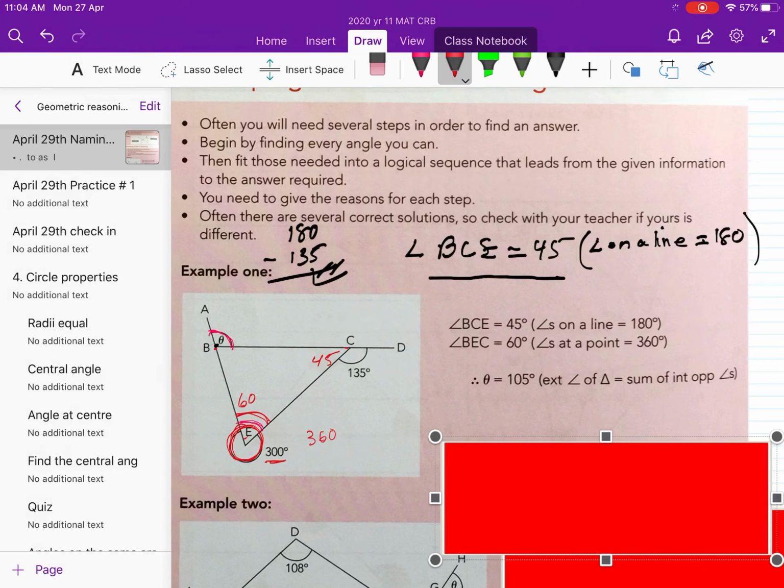So there's my BCE, it's 45 degrees because angles on a line equal 180. Then I do angle BEC, which is 60 degrees, angles at a point equal 360. And then I can do the exterior angle. So theta is going to be 105, because if you add these two together, you get 105. That missing one is 105 degrees. Now, the reason? Well, exterior angle of a triangle, and you'll notice that we do this with symbols: EXT angle of a triangle is equal to the sum of the interior opposite angles. So that's a fairly substantial statement.